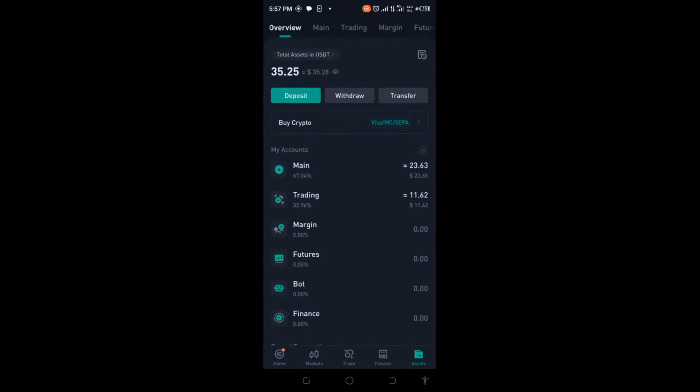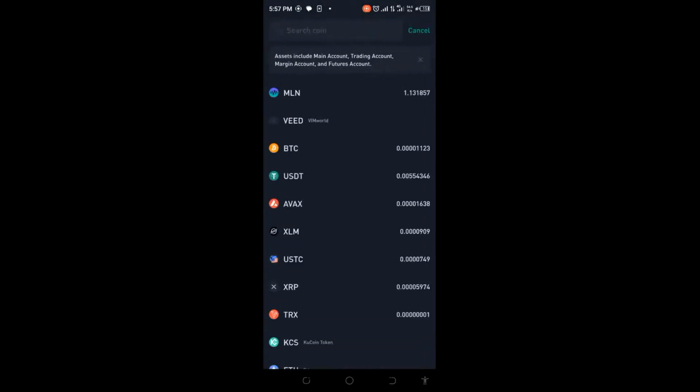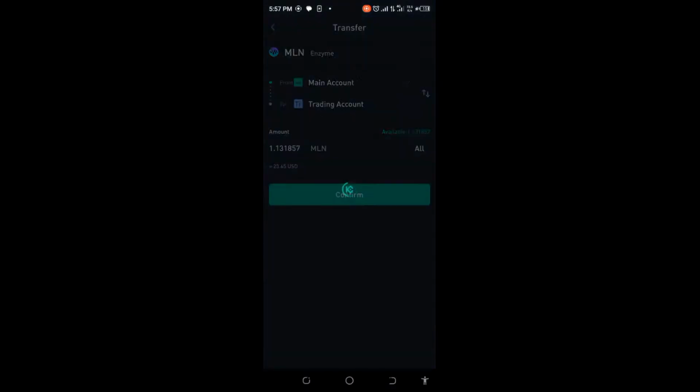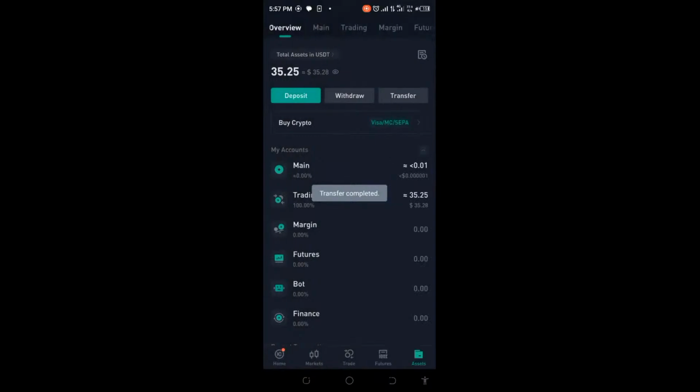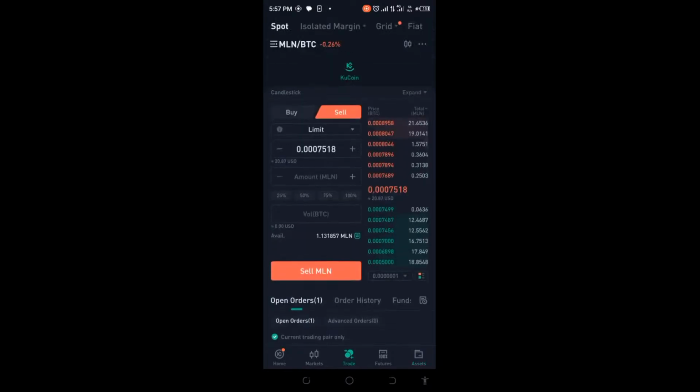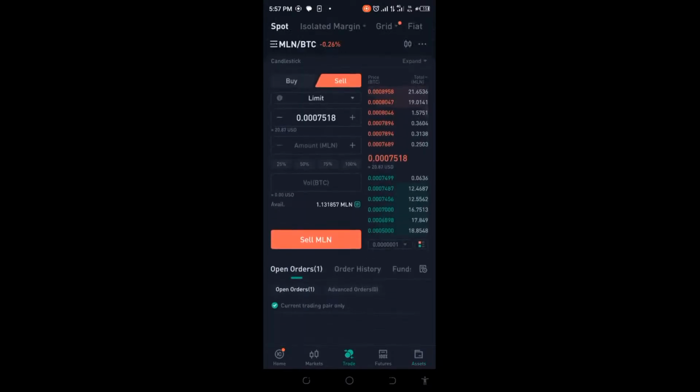Okay. So now what we need to do is transfer this. We're going to have to transfer this, right? So what do we have here? We have 1.13, okay, let's put all of that, 1318. Oh, I love that sound. So we're going to go over to trade now. When we do this, we're going to see everything here. Oh, wow.